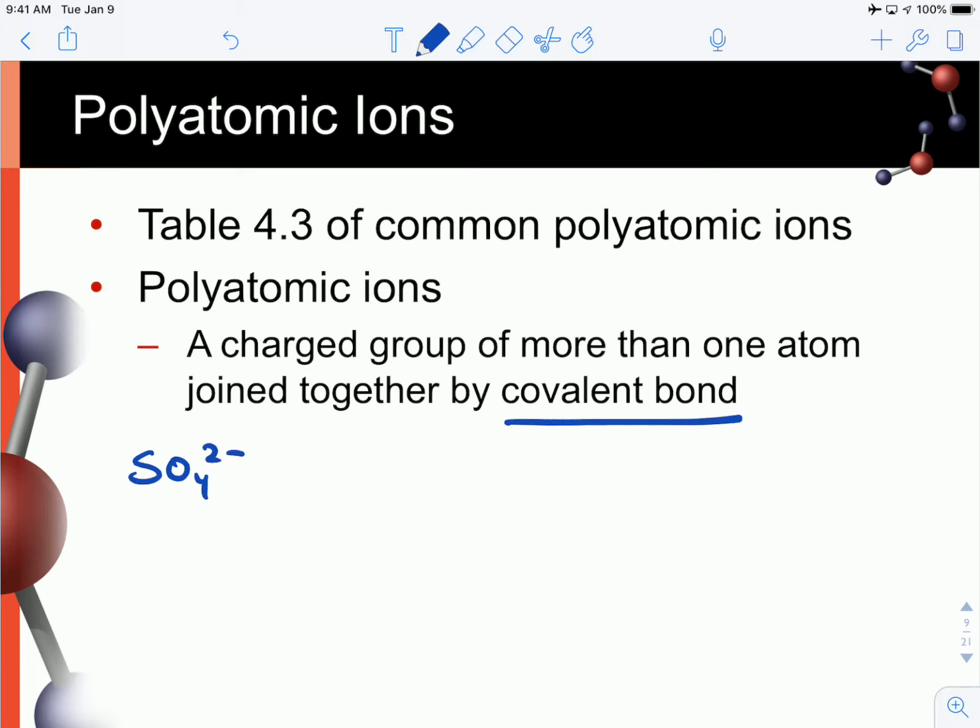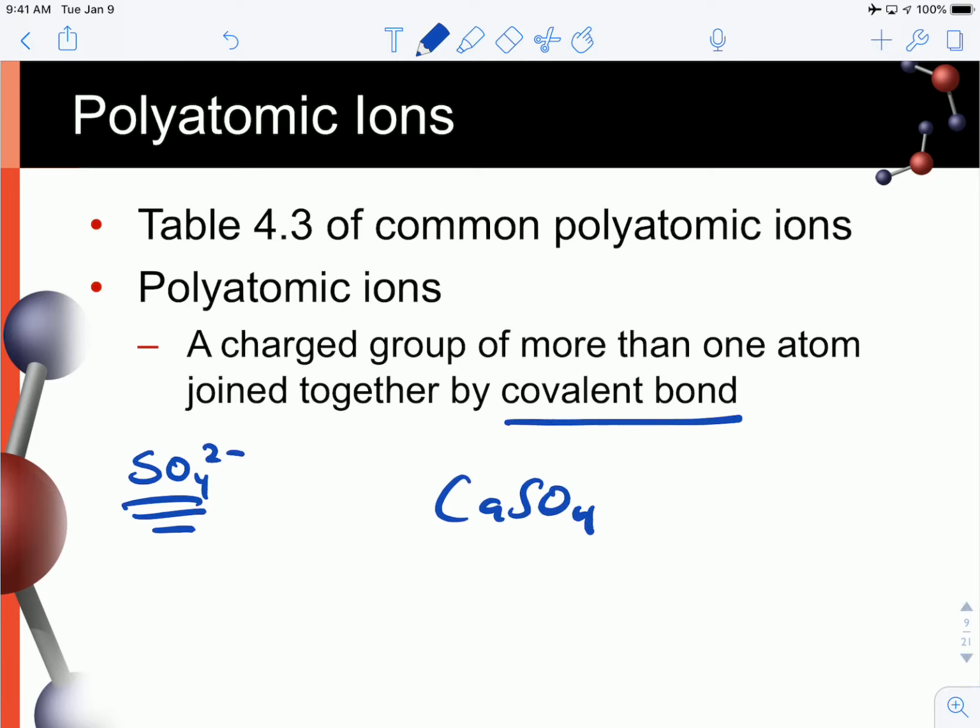And you have to get familiar with those because it's important when we talk about chemical reactions and you start to predict products and what's going to be present on the right side of a chemical reaction. You realize these things stay intact and they don't come apart typically. So if they're on the left side of the chemical reaction, they're going to be on the right side of the chemical reaction. So this would be calcium sulfate.